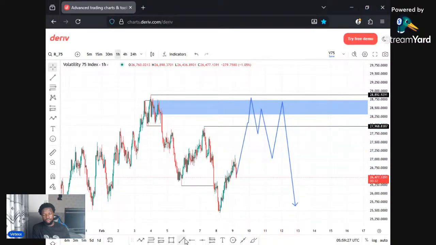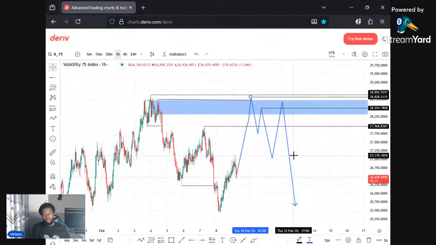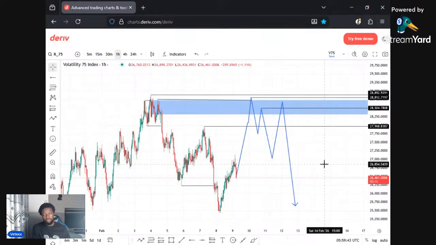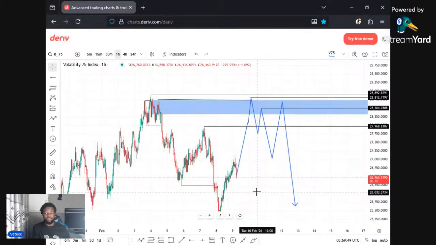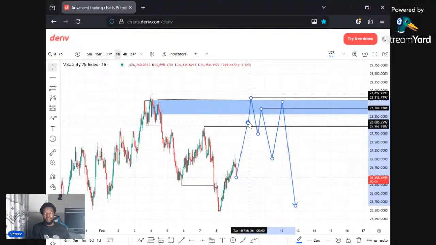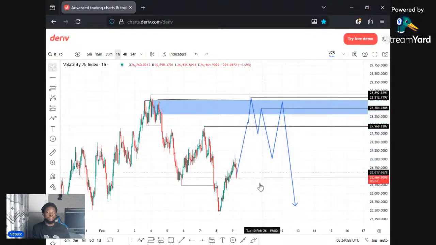So this will become our sweep of liquidity. This right here will become structural liquidity, and this will become the protected high. And then we anticipate price to come into this zone, and then sell off to the opposite direction. Okay, so this is what we anticipate. Definitely price is going to do that.